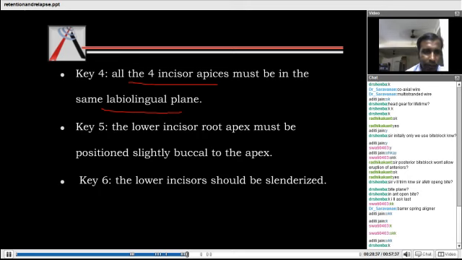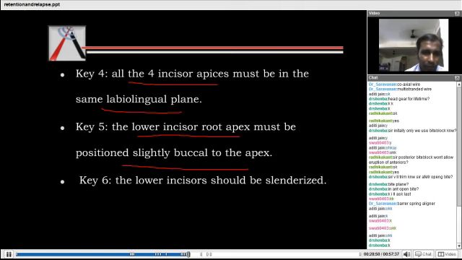The fifth key is that the lower incisor root apex must be positioned slightly buccal, which means it should be slightly proclined, placed more buccally. He also said the lower incisors should be slenderized, meaning you can do proximal slicing of the lower incisors to get a good contact. So there are 6 keys, all based only on the lower incisors.